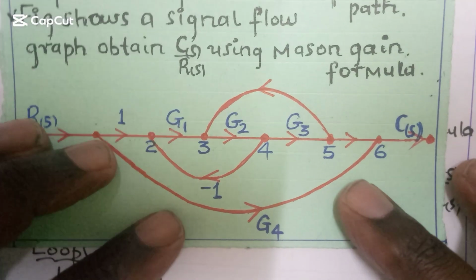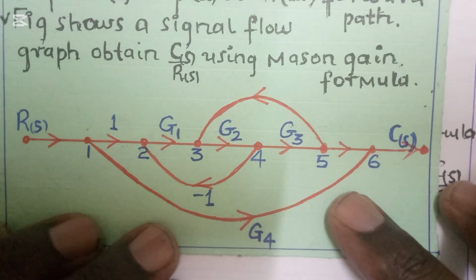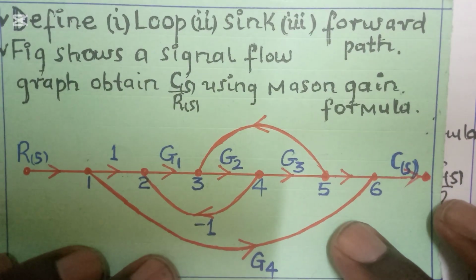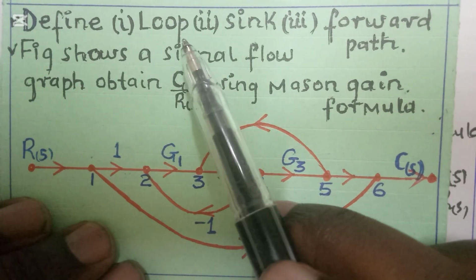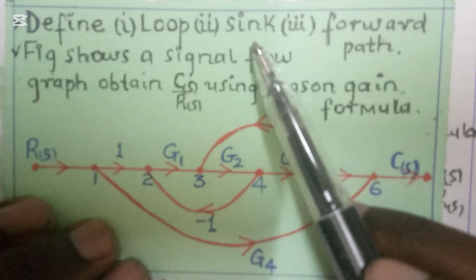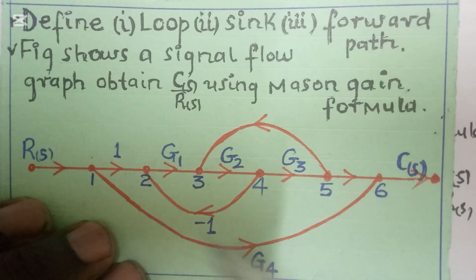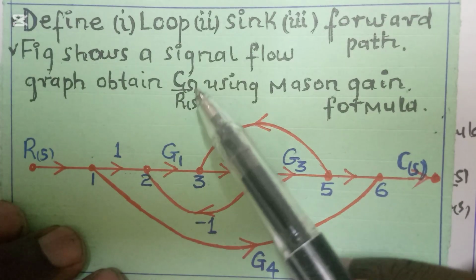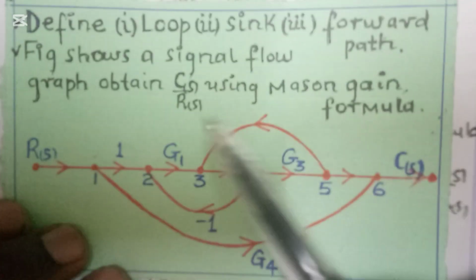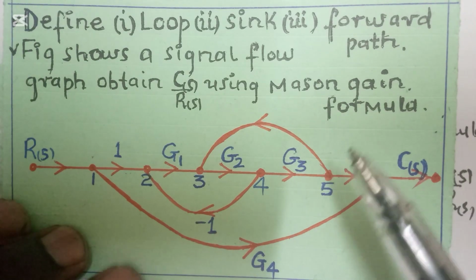Guys, we now do this question of control, and I can read the question. Define loop, sink, forward path, and then the figure shows a signal flow graph. Obtain C(s) over R(s) using Mason's gain formula.